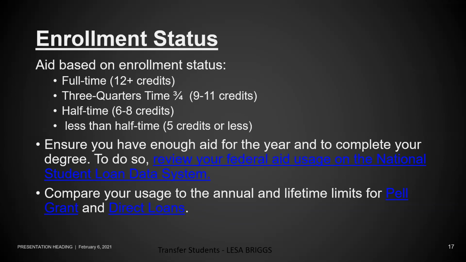For Pell Grant, in some cases, if you're at 5 credits or less, you can have some Pell Grant eligibility, but it's very, very minimal. Pell Grant, again, is based on your enrollment status as well as your expected family contribution as determined by the FAFSA application. Okay? So those two tie in together. So if you are only half-time and you were awarded a full-time Pell Grant of $6,000, you're only going to receive $3,000, because you can only receive half of your eligibility as a half-time student. Okay?